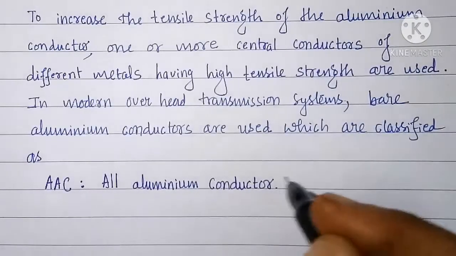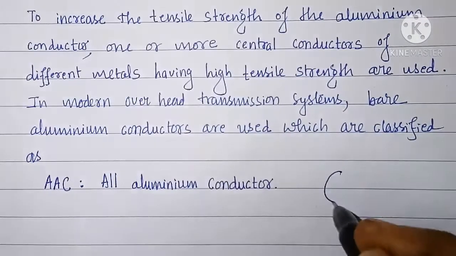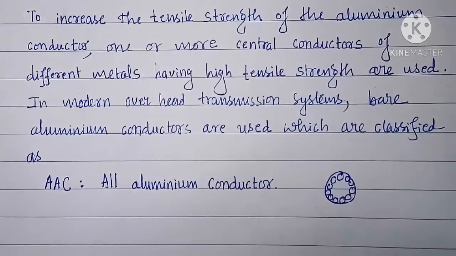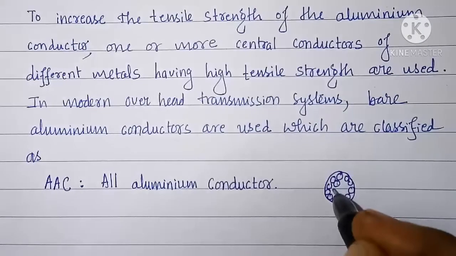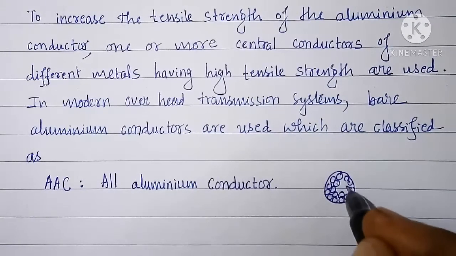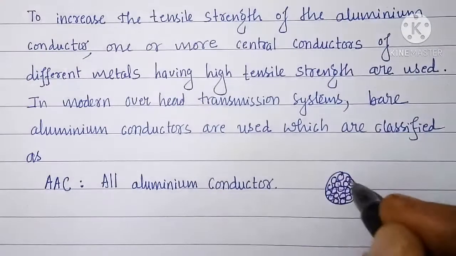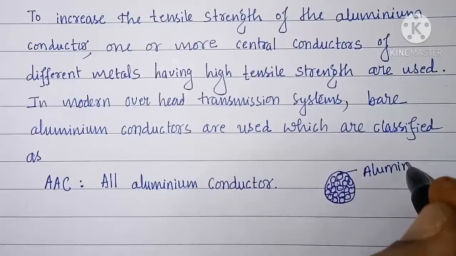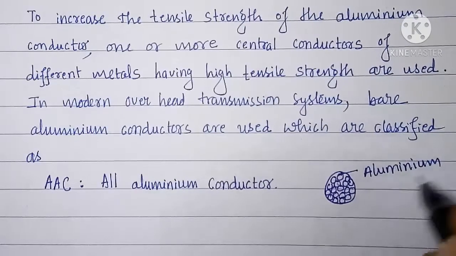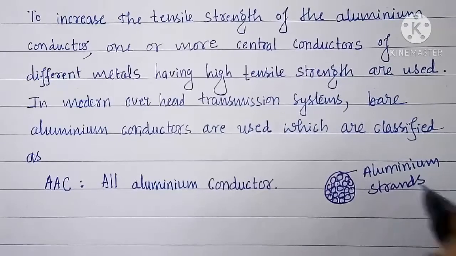If you look at the cross section of such conductors, you will be able to see only the aluminum strands. So these all are aluminum strands.